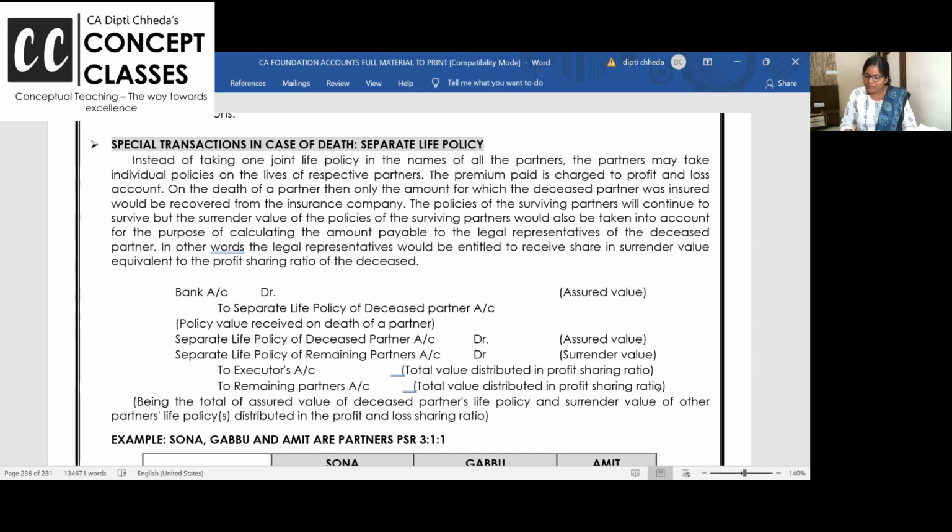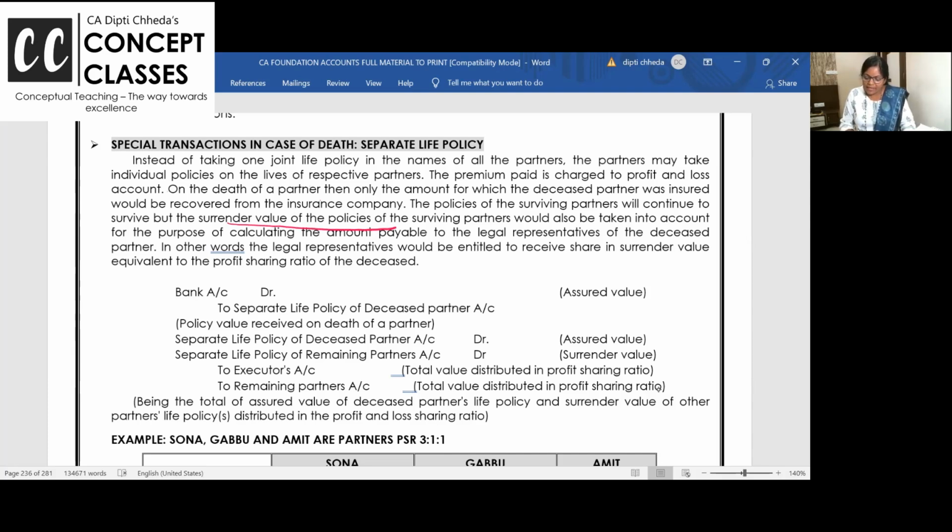Instead of taking one JLP, the partners may take individual policies on the lives of the respective partners. The premium paid is charged to the profit and loss account. On the death of a partner, only the amount for which the deceased partner was insured would be recovered. The policy of the surviving partners will continue at the surrender value.